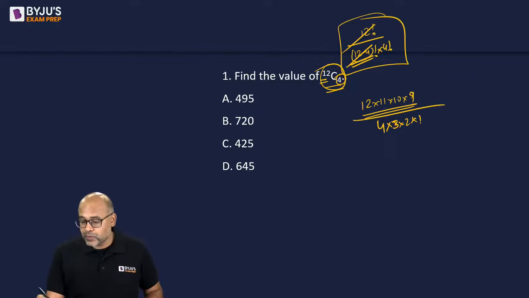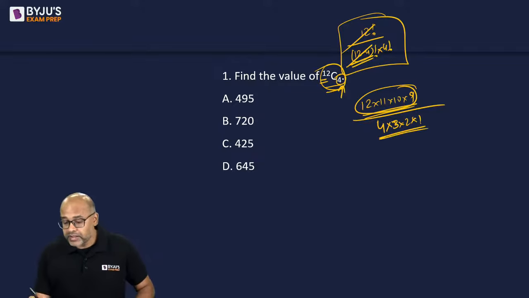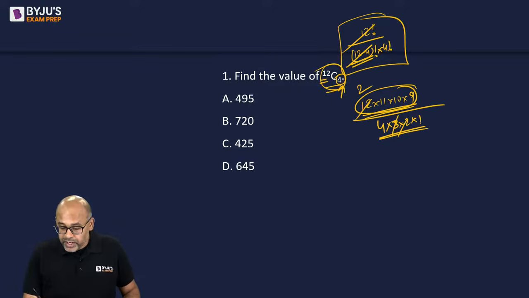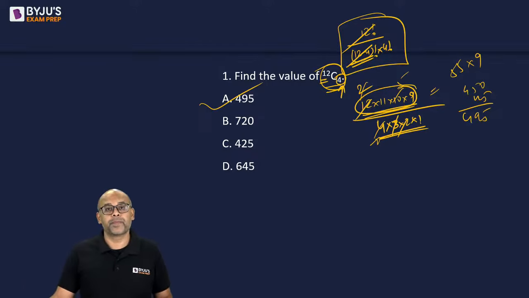So you write 12 into 11 into 10. How many terms should you write? You write the number of terms that are here. And the remaining denominator will be 4 into 3 into 2. So 3 2s are 6, 6 2s are 12. Then 4 goes, so 2 goes 2 times, 2 goes 5 times. So 55 into 9. So 9 5s are 45, so 495, which is option A.